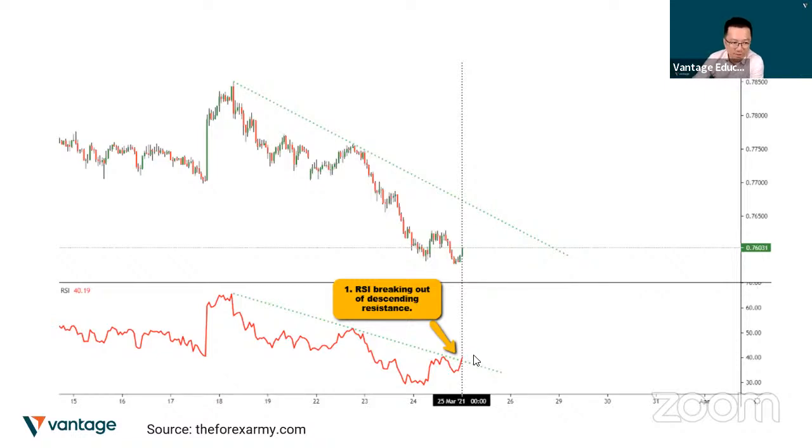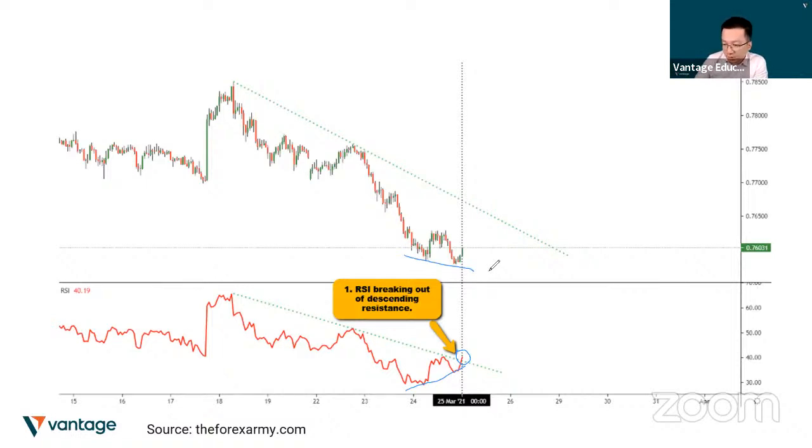So what do you think is going to happen here? Right? What do you think is going to happen here when we see that RSI has broken that downward trend line? Right? We see a bit of an upward move there on the RSI. We see a bit of a downward move there on the price. Right? Do we see a divergence, or do you guys see a divergence there?